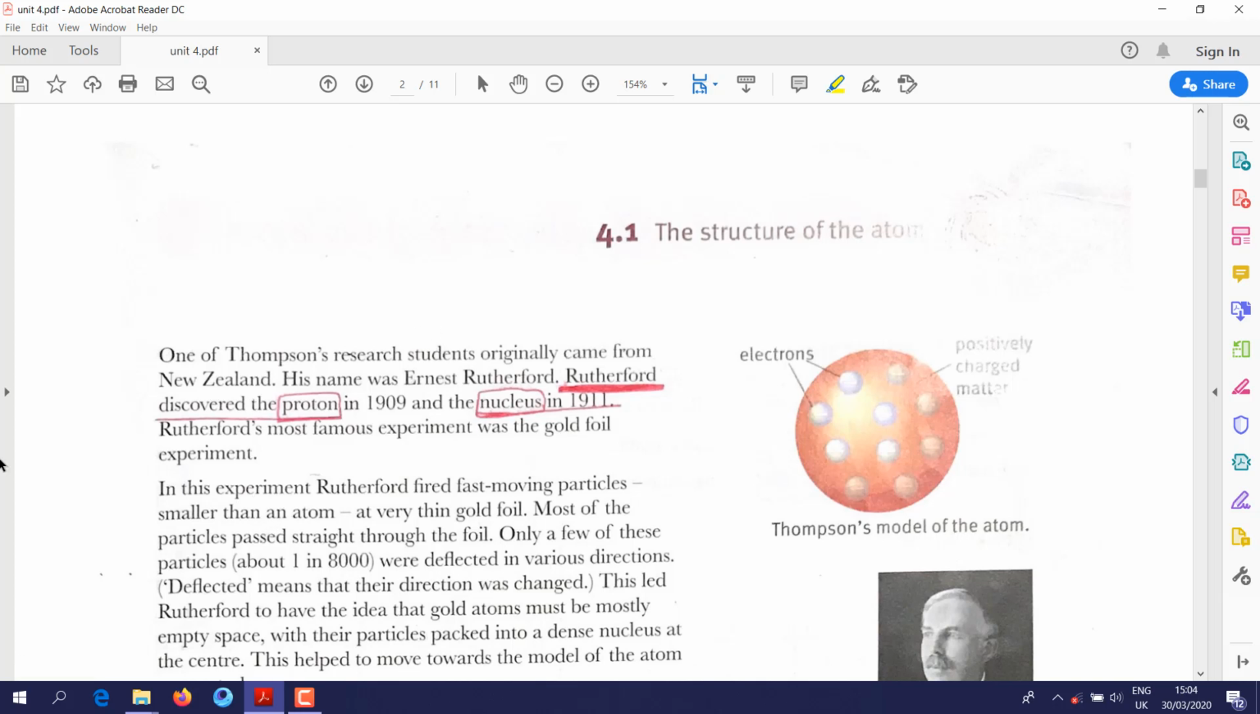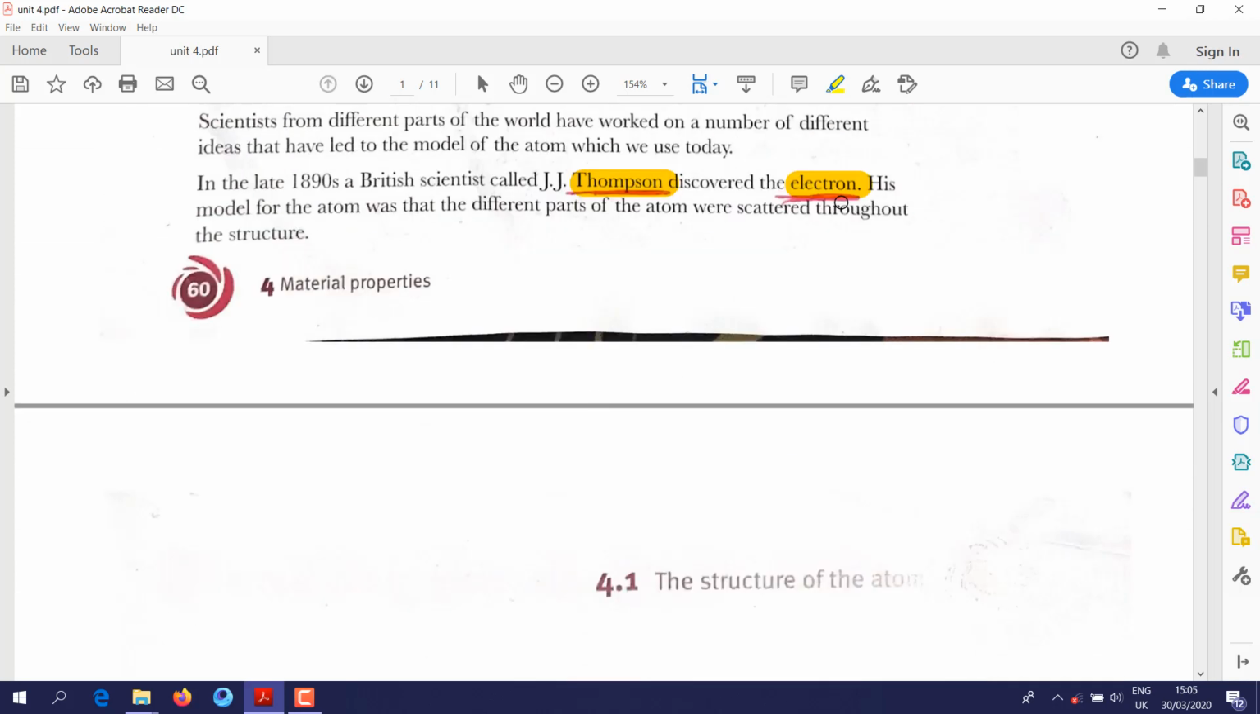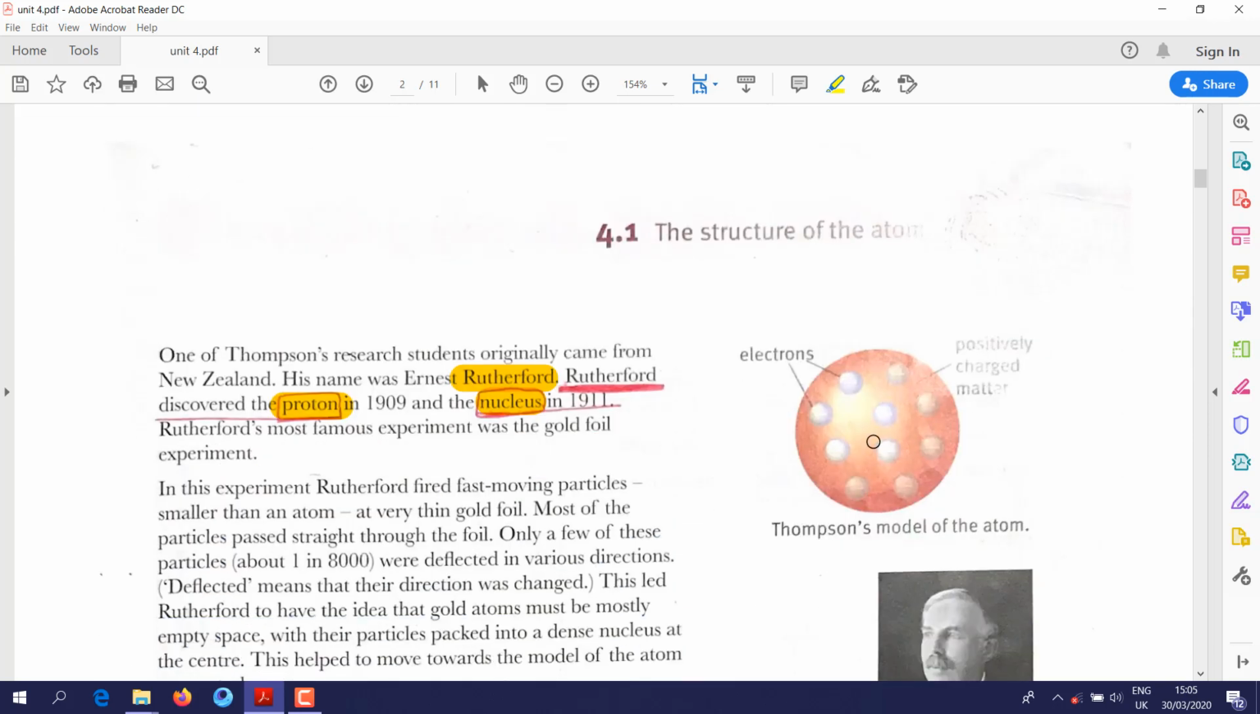Then, one of Thomson's research students originally came from New Zealand. His name was Ernest Rutherford. He discovered protons and then the nucleus. So now we have Thomson, who discovered electrons and made this model. One of his students, Rutherford, discovered the proton and later the nucleus.